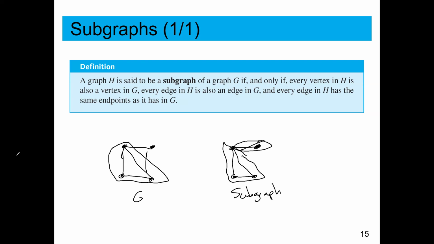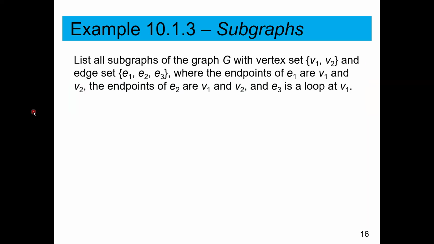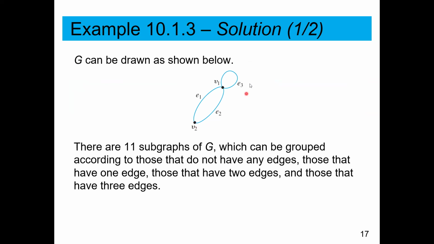All right, so let me go through another example to help you see how we can use subgraphs. Let's list all the subgraphs of a graph with a vertex set V1, V2, and edges E1, E2, E3. E1 is incident to V1 and V2. E2 is also between V1 and V2, so both of these are between them, and E3 is the loop. So it's going to give me this pretty picture right here.